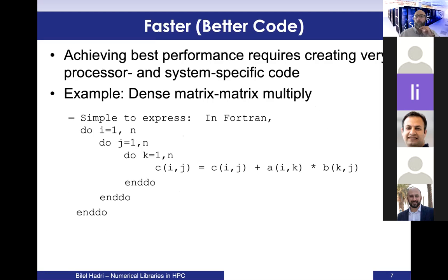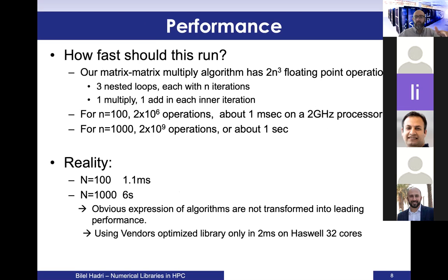Oh, I need to do matrix multiplication. Easy. Okay, I do a three-way loop. Why should I bother? But when you do this, how is it running? Matrix multiplication is 2n^3 floating point operations because you have 3 nested loops.